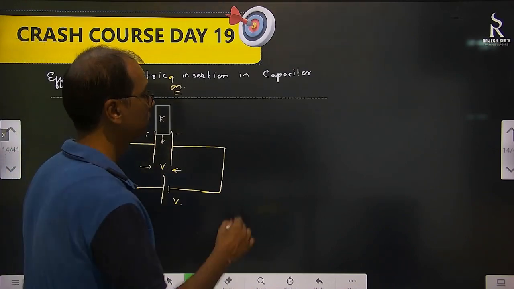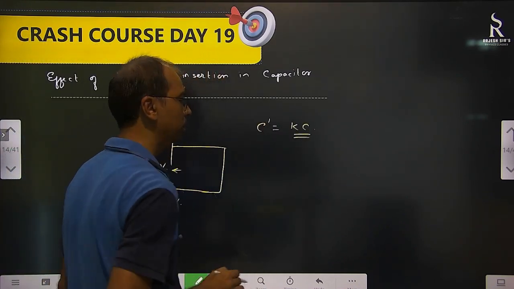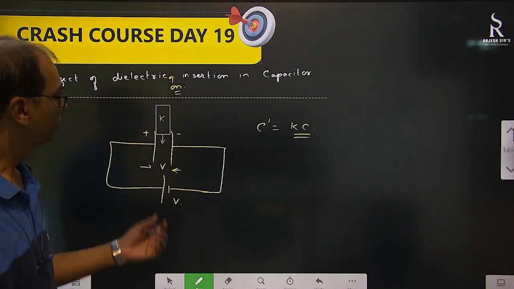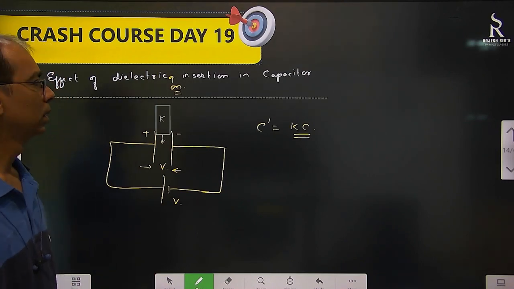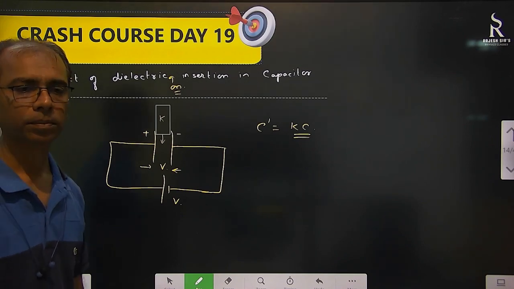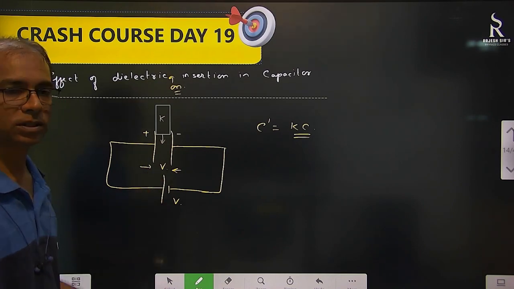What happens to capacitance? Capacitance has become K times. We know that whenever you insert a dielectric in the capacitor, capacitance becomes K times. Potential difference is V only. Okay. What about electric field? Electric field will be the same. Net electric field will be the same only. Then only the potential difference is the same now.